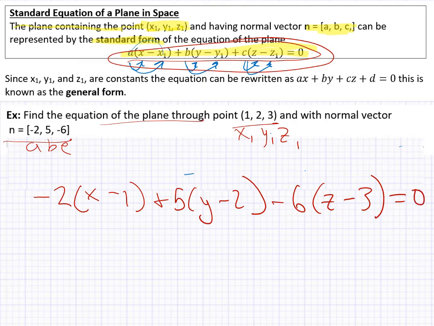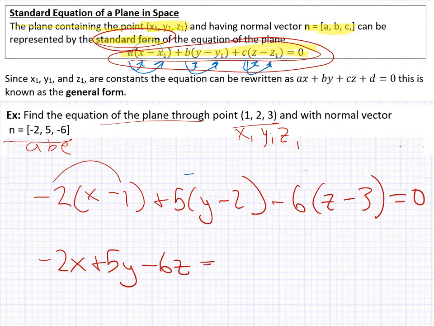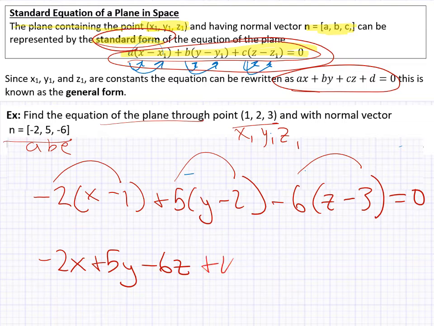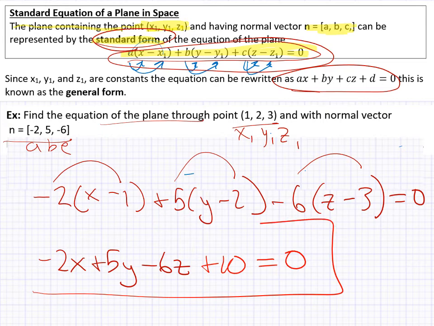That's it. And I don't care if you write the standard form or the general form. If we wrote the general form, we'd have minus 2x plus 5y minus 6z equals, what would we get? This would be 2 minus 10, so it's negative 8, plus 18, so that would be 10. Move to the other side, so minus 10. So there you go. Here I have it as the d on the same side, so let's correct that. Plus 10 equals 0. That's fine too. Okay, so there you go. There is your general form of your plane in 3D space.